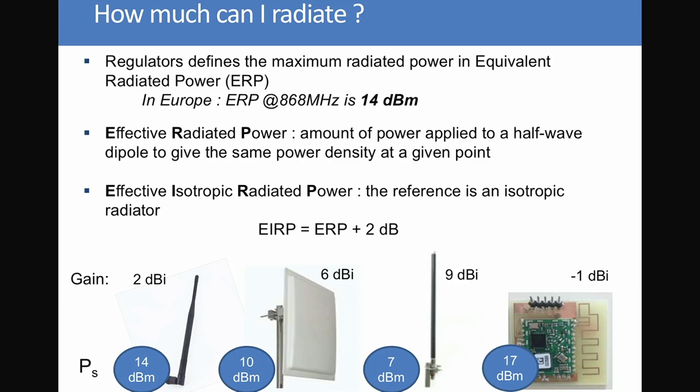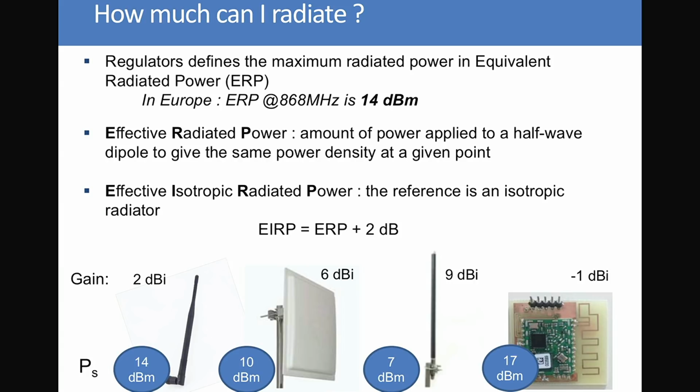Now, if I want, for example, to use a more directive antenna, a patch antenna, then I have to reduce my output power. I will be allowed to radiate only 10 dBm. And if I use an even more directive antenna, like a long dipole antenna with 9 dBi of gain, I will have to reduce even more, to 7 dBm, the output power of my chip.